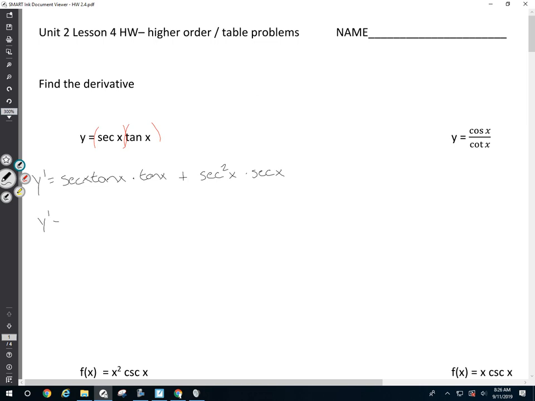Notice what we could do to simplify easily. Tan x times tan x, we'll write as tan x squared, or tangent squared x, is the same way of writing tan x squared. And then here, secant squared times secant, secant cubed x. So if we'd like to, we could factor out a secant, but this is fine.